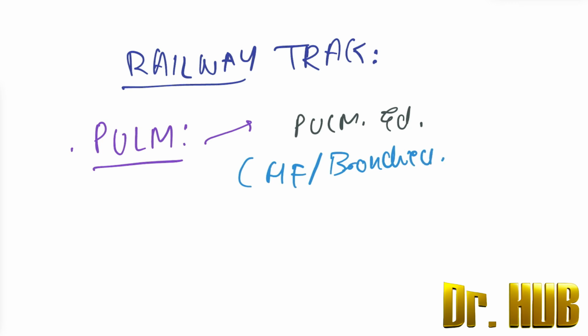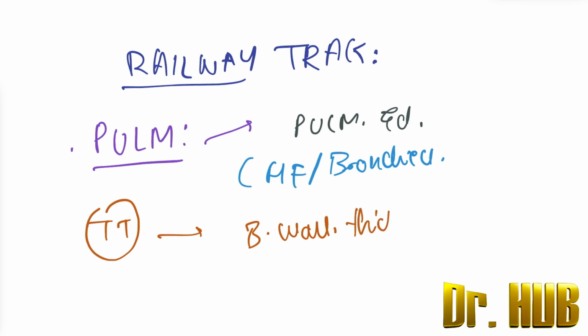Next, the tram tracks, TT, are caused by bronchial wall thickening. And it can also be detected on the lateral chest X-ray.